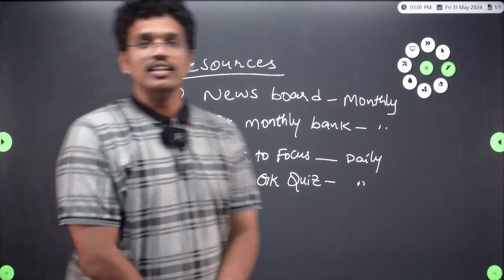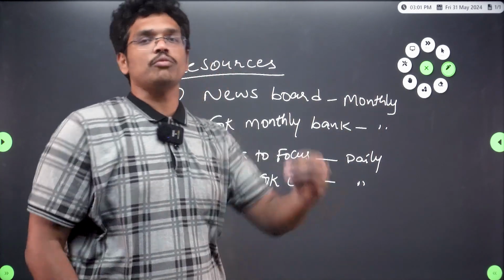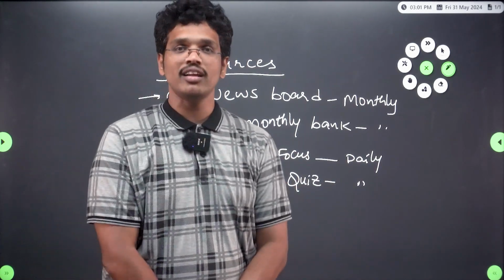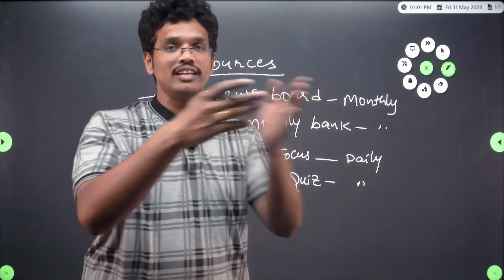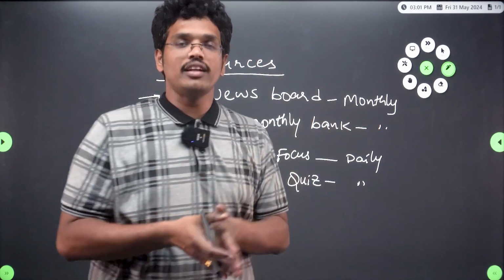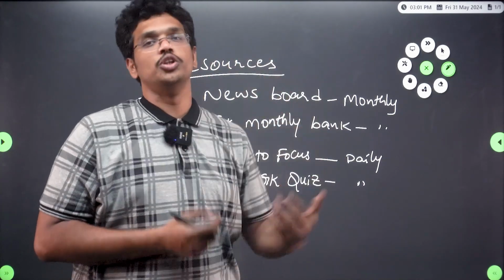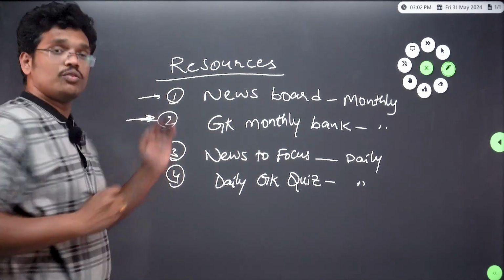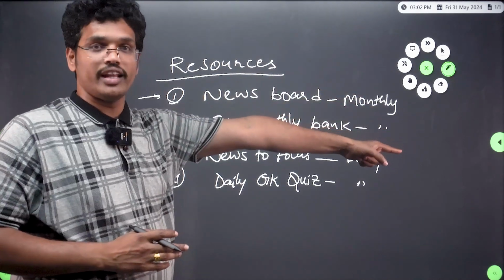GK Monthly Bank is important for you to attempt the ILET exam and some questions of the CLAT. These are one-liners. All the important one-liners of the previous month will be released before the 10th of every month. So suppose the important one-liners from May 1 to May 31 will be released to you before June 10th. This is the direct bits which is important for your ILET-oriented exam.